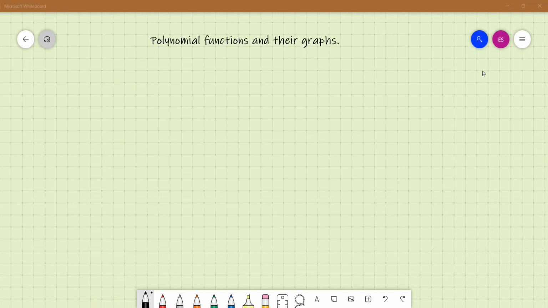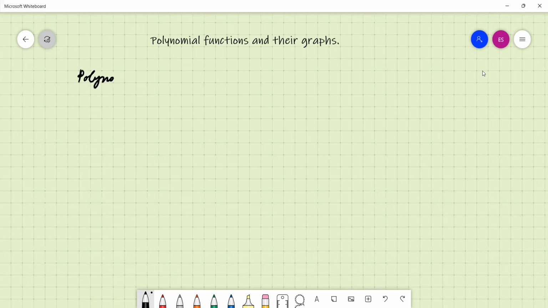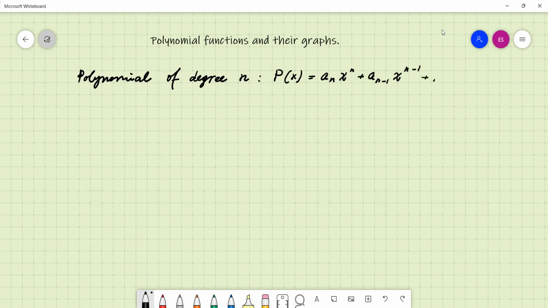What is a polynomial? A polynomial of degree n is defined this way: P of x equals an x to the power of n, plus an minus 1 multiplied by x to the power of n minus 1, plus lots of other terms, and then a1 x plus a0.